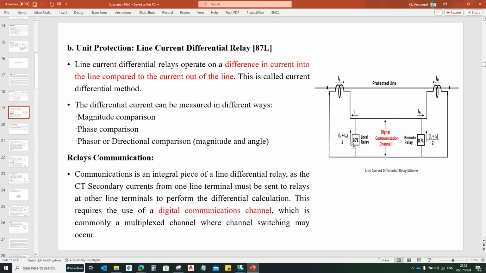Okay, because the differential protection works purely on current inputs from the local end as well as the remote end. If you are not receiving the current from the remote end, then this main protection will not operate. So that will also be considered as one type of fault, and it will go for tripping after 3 seconds.